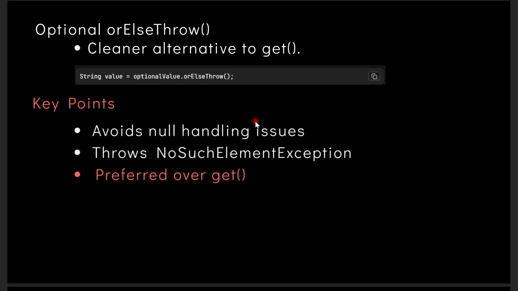And one more new method they introduced in the Optional class, that is orElseThrow. This is a cleaner alternative to get. If you are getting any object that does not exist at that time, you can throw an exception as well using orElseThrow. The key points as a developer you should know: it avoids null handling issues and throws NoSuchElementException. It is preferred over get.